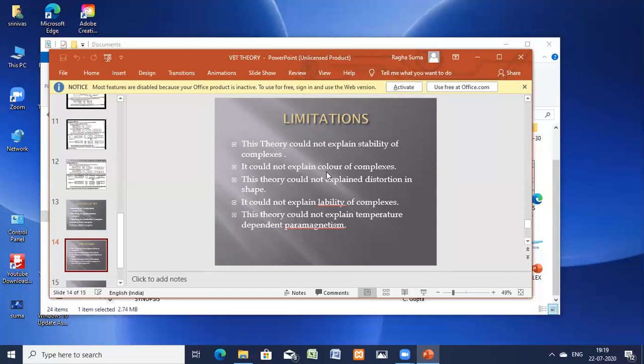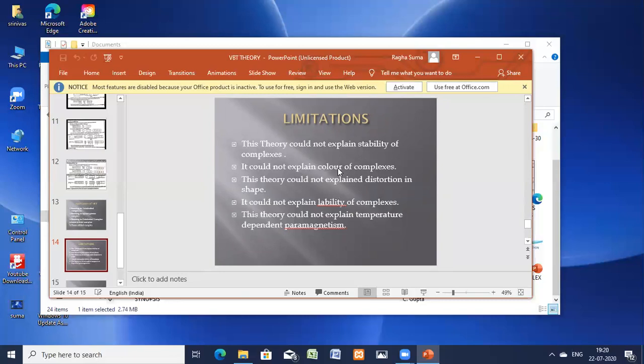The color of the complex is not explained, and the distortion of the d orbital is also not explained. The d orbital has the t2g set and eg set, and they get distorted when the ligand approaches nearer. That type of distortion is not explained by VBT, by Linus Pauling. So he couldn't explain the lability and the reactivity.